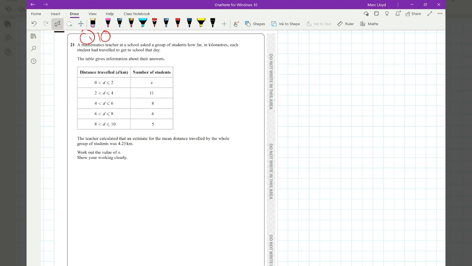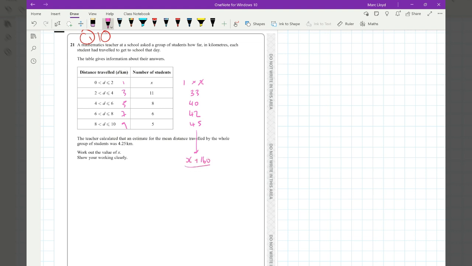Okay, so we have got 1 times x. This has got a midpoint of 3, of 5, of 7, of 9. So 3 times 11 is 33. 5 times 8 is 40. 7 times 6 is 42. And 9 times 5 is 45. I'm just going to add all of those up. So 33 plus 40 plus 42 plus 45 gives me x plus 160.